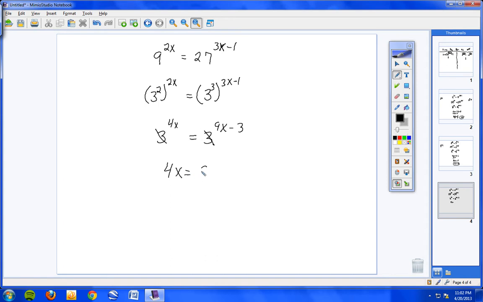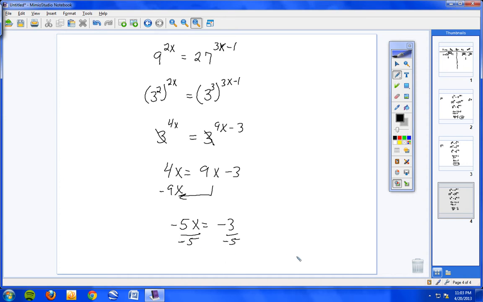So 4x equals 9x minus 3. Let's bring the 9x over and make it a negative 9x. So now I have negative 5x equals negative 3. Not too bad. And now divide both sides by negative 5. So we divide by a negative 5 here. We divide by a negative 5 here.